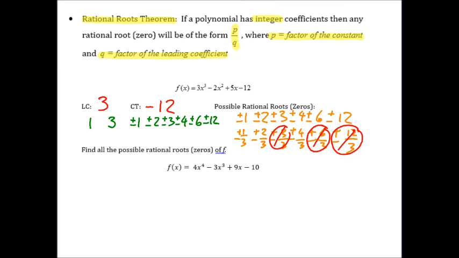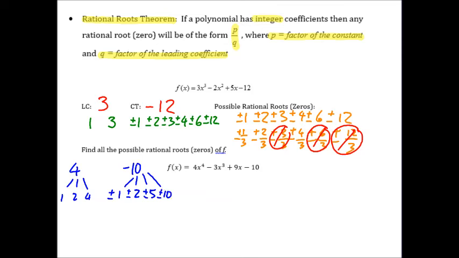Let's try this out one more time with another example. Find all the possible rational roots of the function f of x is equal to 4x to the fourth power minus 3x cubed plus 9x minus 10. The leading coefficient is 4 and the constant is negative 10. That means 4 has the factors 1, 2, and 4. Negative 10 has the factors plus or minus 1, plus or minus 2, plus or minus 5, and plus or minus 10.